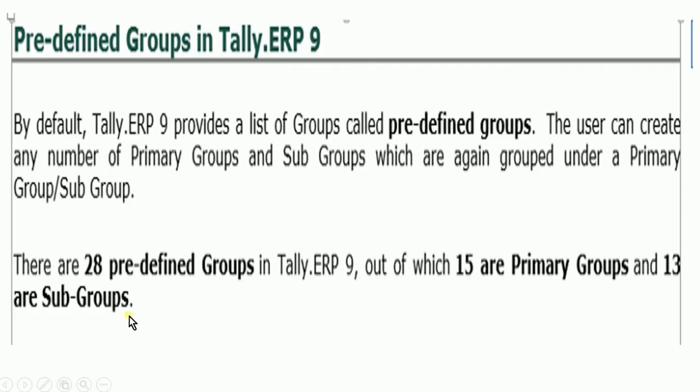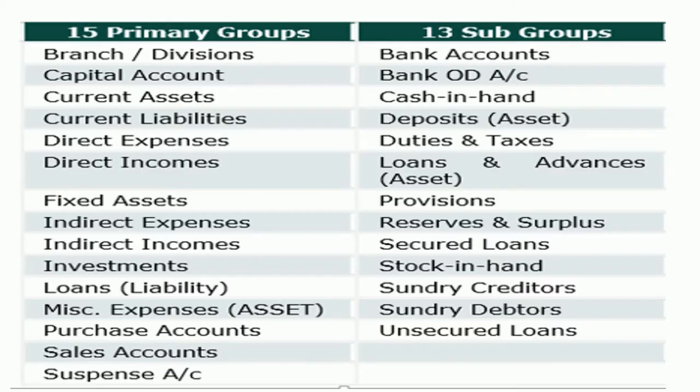All 13 subgroups are on the balance sheet. That means they are related to assets and liabilities. All 13 subgroups are related to assets and liabilities. And the 15 primary groups are related to the balance sheet and the P&L account. You can see here all those 15 primary groups.